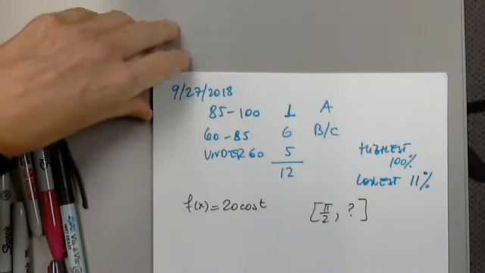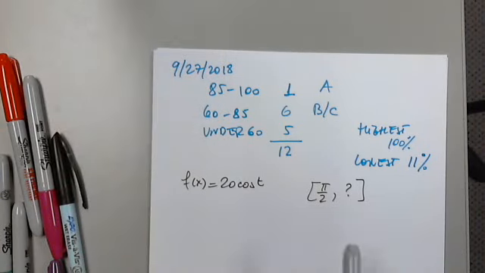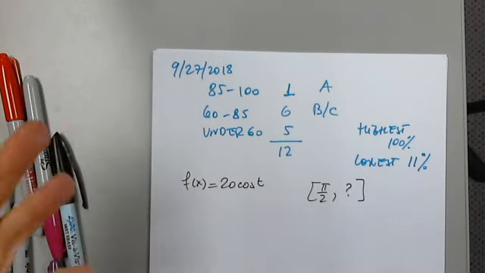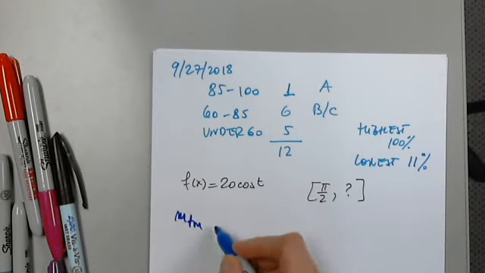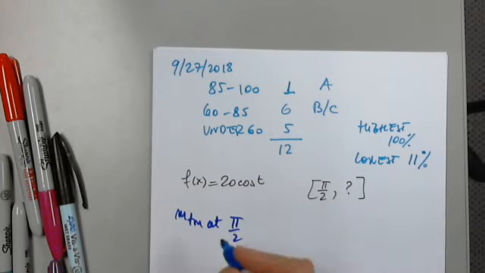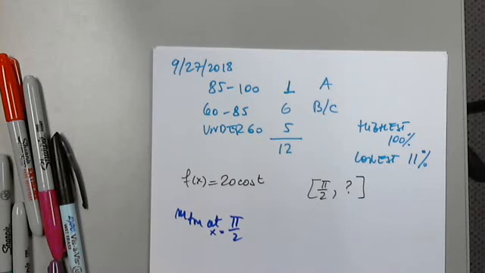So we're asked to determine the instantaneous velocity, if you want, or the slope of the tangent line at pi over 2. So obviously, I don't really care for this, whatever it is. I'm asked to find the slope of the tangent at x equals pi over 2.